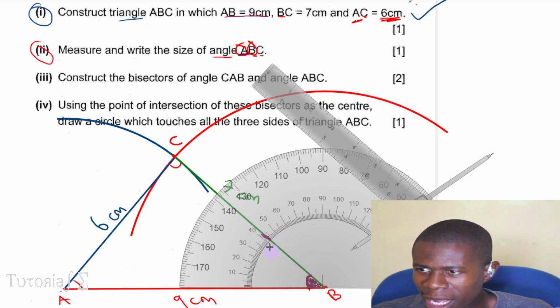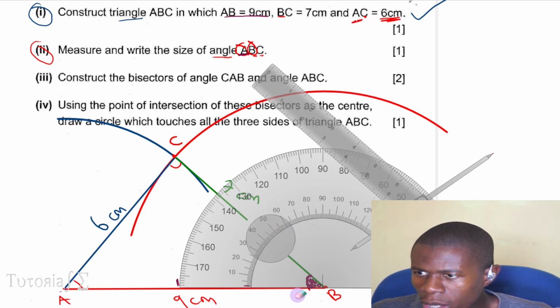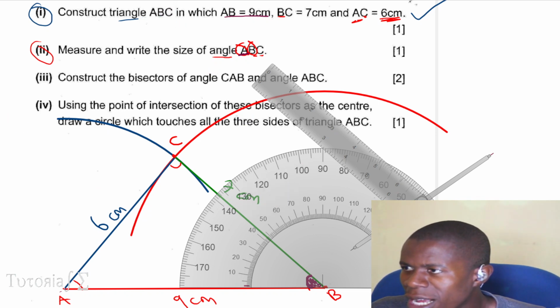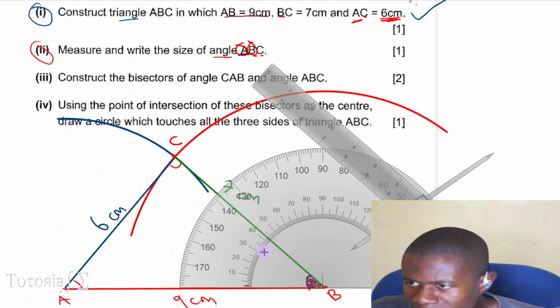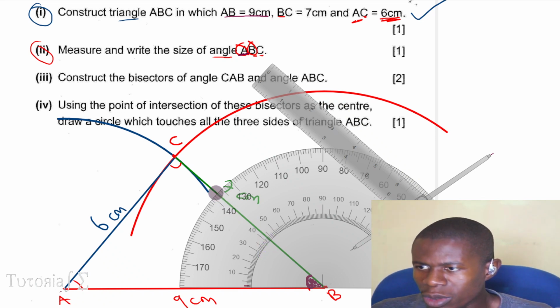So that point there is about 41 degrees. Is it 41 or 42? So let me just erase this and see properly. Okay, let me see if I can erase. Okay, so that point there, you need to be very careful, you see properly. So that is 42 degrees. So this is 42 degrees.